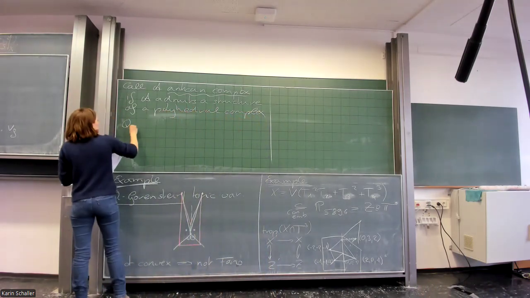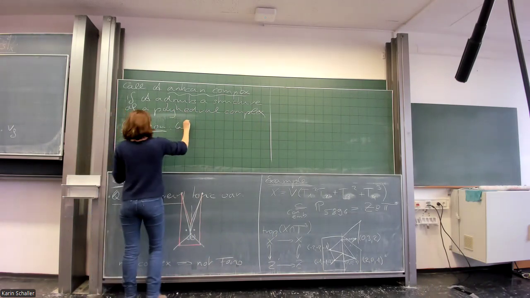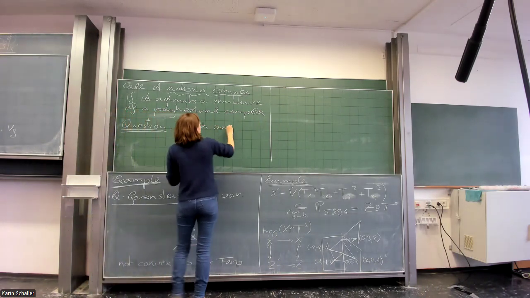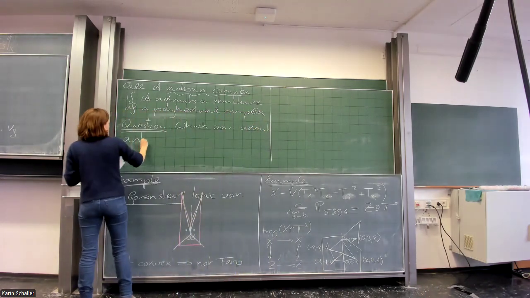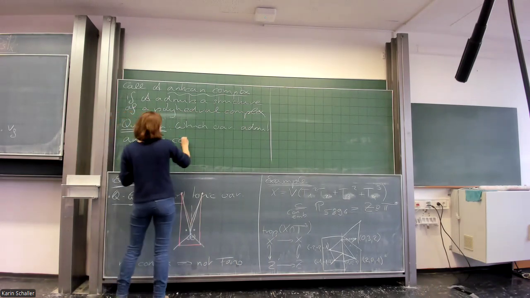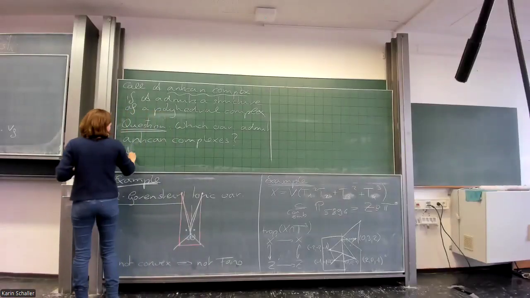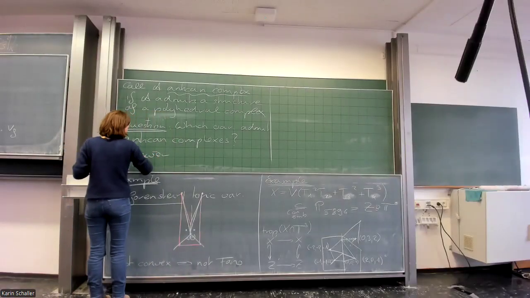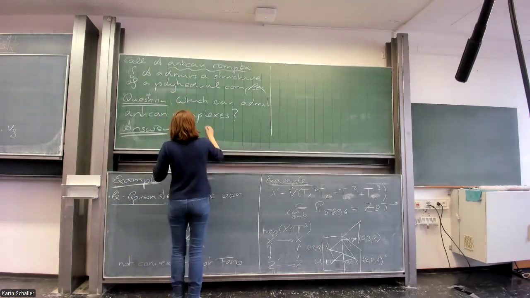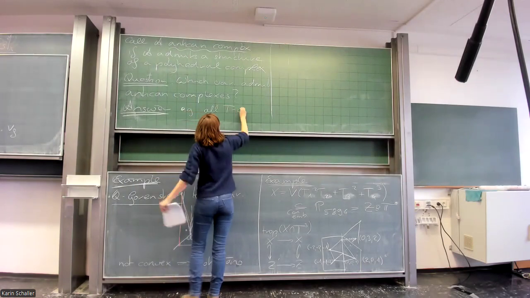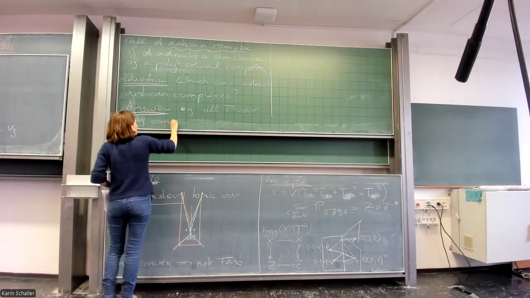So, question. Which varieties have anticanonical complexes or regions? And the answer is, for example, all T-varieties of complexity 1.